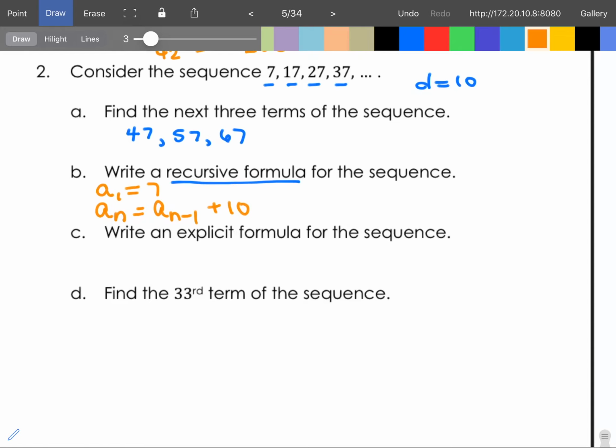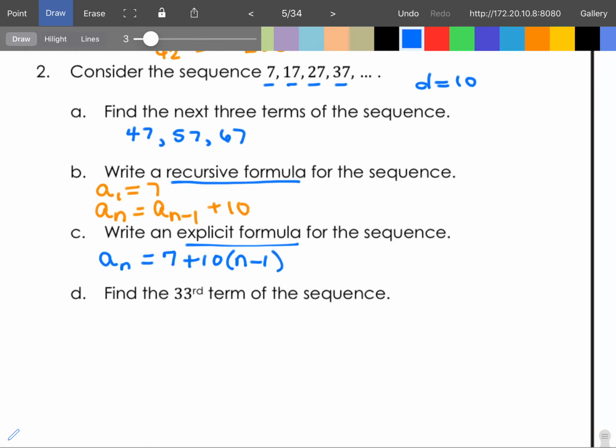Part C, write an explicit formula. Okay, well that's the one that's super helpful, and it looks like this. A sub n equals, we put our first term, which is 7. We look at our common difference. We were adding 10 each time, so we say plus 10 times n minus 1.